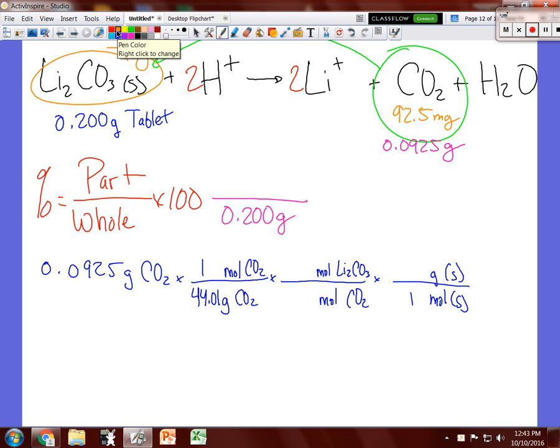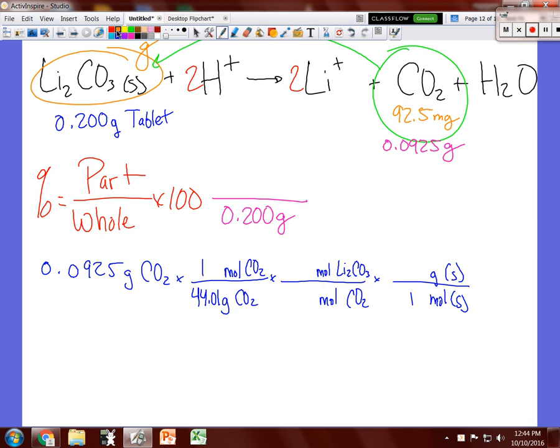Go ahead. Let me ask you something. Remember, the whole bottom line of this question is we're trying to find the percentage of that tablet that is made up of lithium carbonate, right? They tell you that the tablet weighs how much? 0.2 grams. Well, if I'm doing part over whole, do my units have to match? So I have to have grams over grams.